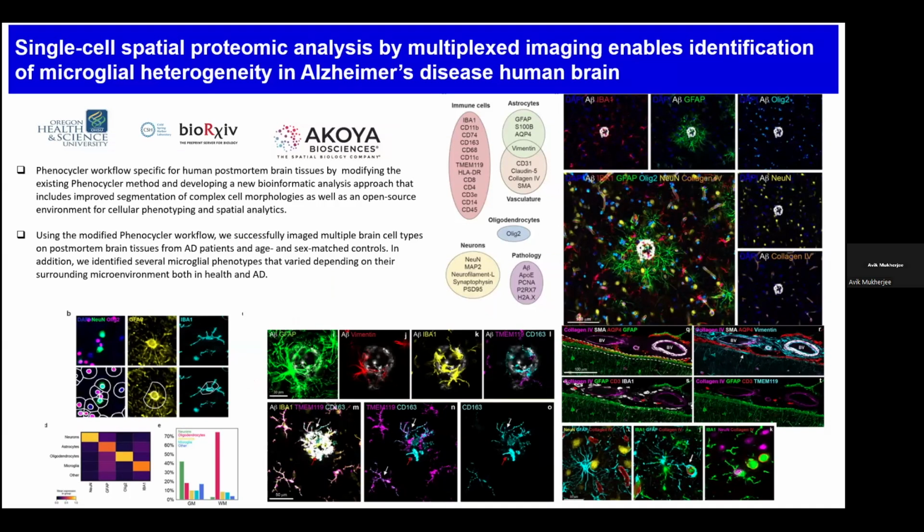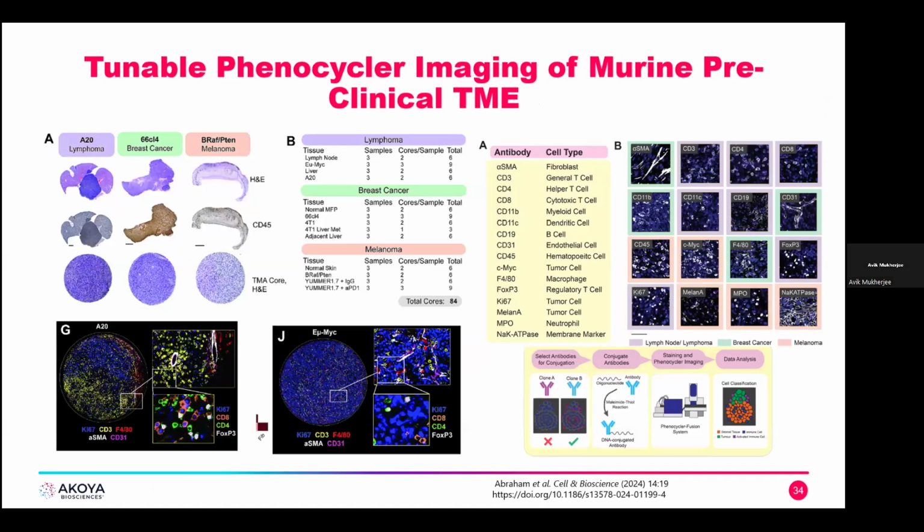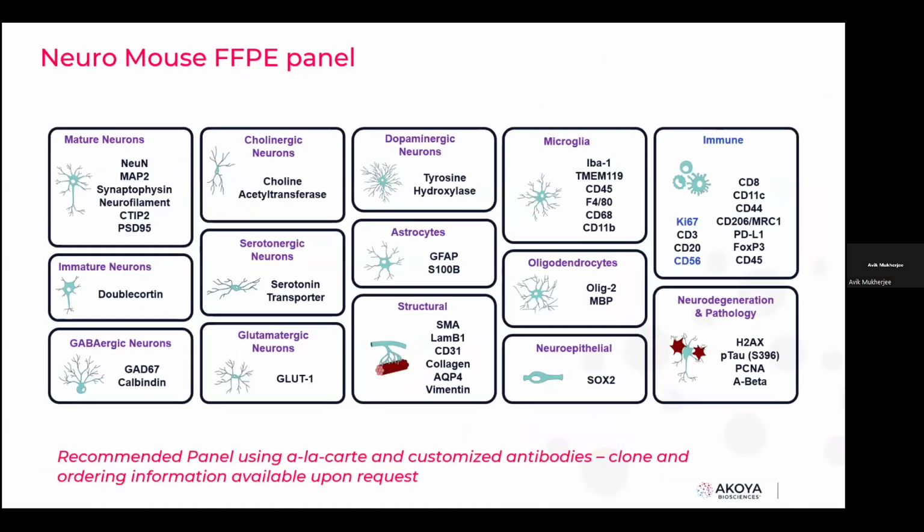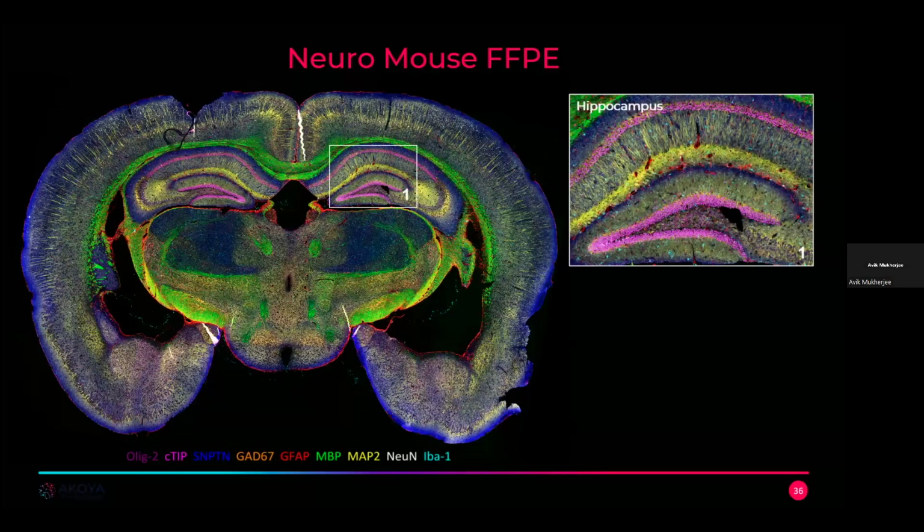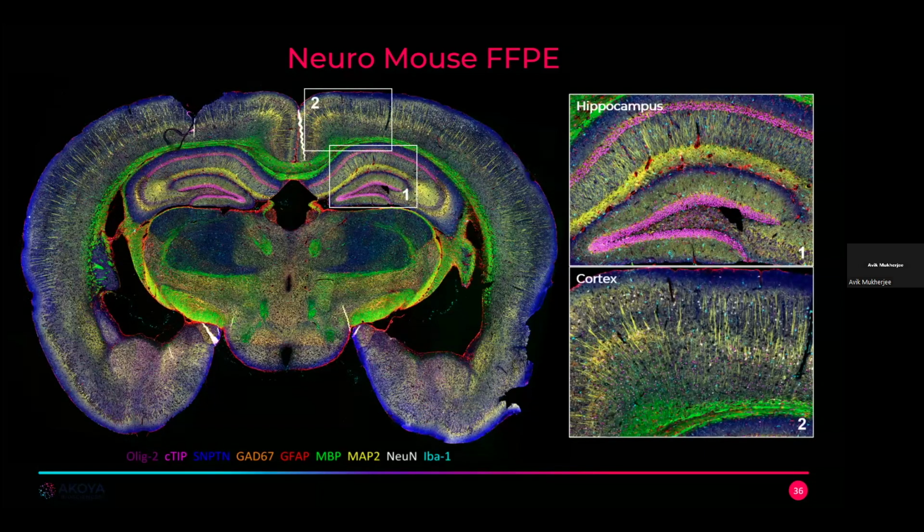People are also using mouse tissue with PhenoCycler-Fusion. This is an example of a paper that got published where they looked at lymphoma, breast cancer, and melanoma using mouse tissue. People are creating a neuromouse panel, customizing their own panel. And this is a picture. I always love to show beautiful pictures. There's a beautiful picture of a neuromouse FFPE.